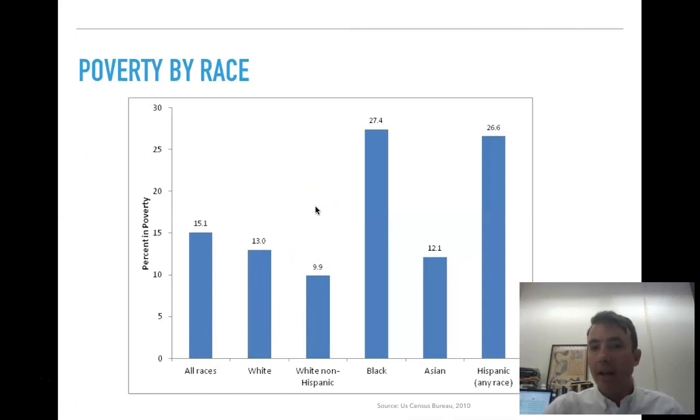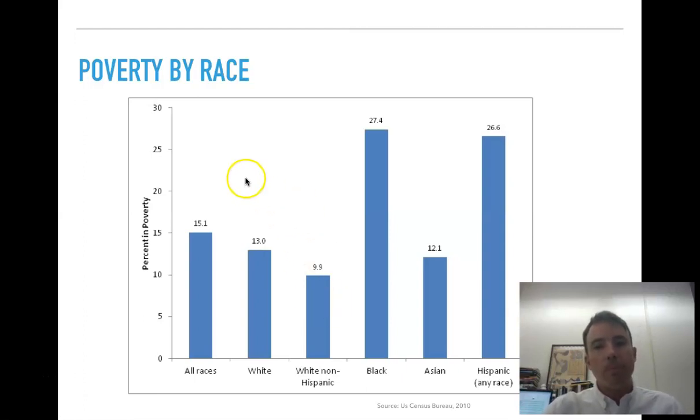And that is in fact a function of population size. So white Americans in the 2010 census accounted for about 64% of the US population, and so by extension a 9.9% poverty rate results in a very large population of impoverished Americans who identify as white non-Hispanic.